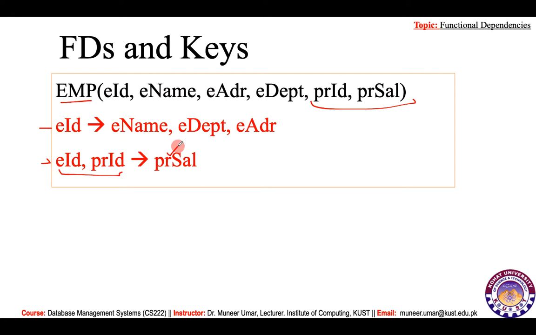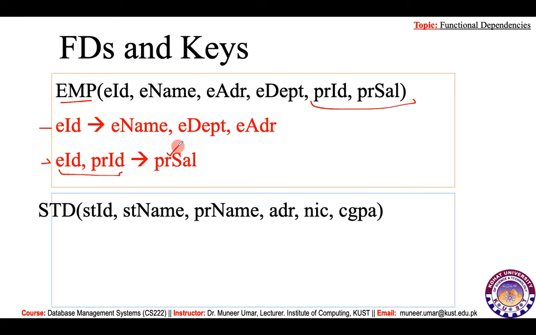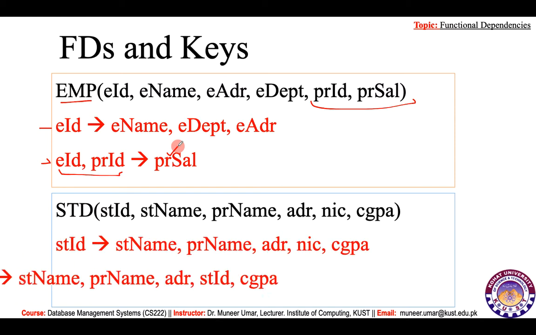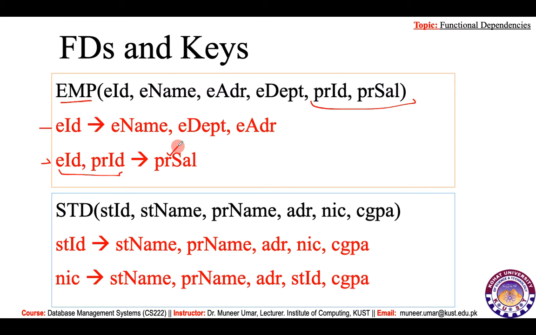these functional dependencies. Then we have another table that is about student ID, student name, program name, address, NIC, and CGPA. These are the attributes of the student table. And if we look into this table, we can find some dependencies. Here, the first one is about student ID. It determines the student name, program name, address, CNIC, and CGPA. And similarly, the NIC is also determining all these attributes. So here we have two attributes, and both are candidate keys. Both can be used as primary key in this table.